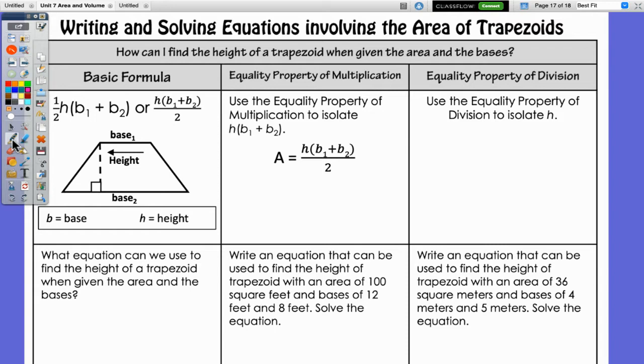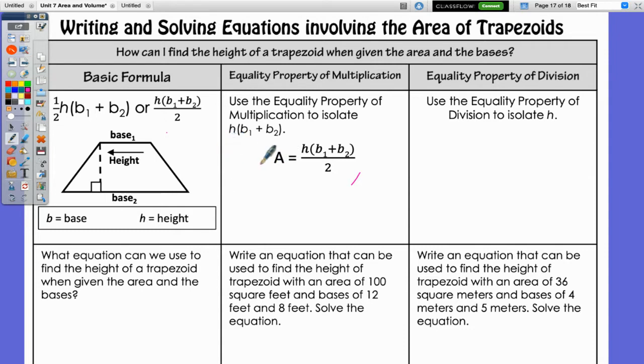So yesterday we learned how to find the area of trapezoids, and then today we're going to find out what happens if we are missing a dimension like the base or the height. So we need to understand what happens when we have to do things like this. The first thing, we look at this basic formula: 1/2 height times base 1 plus base 2, or height times base 1 plus base 2 divided by 2. All of these are the equations.